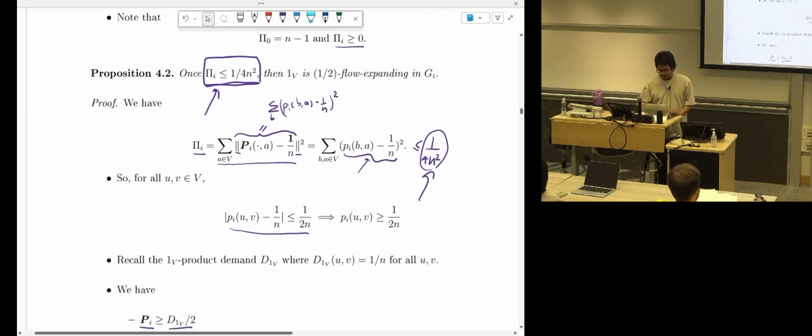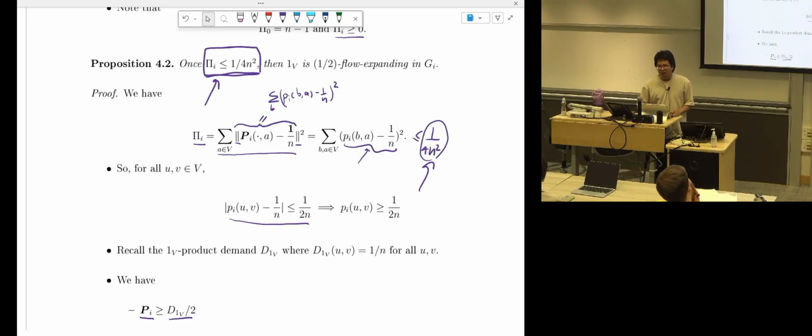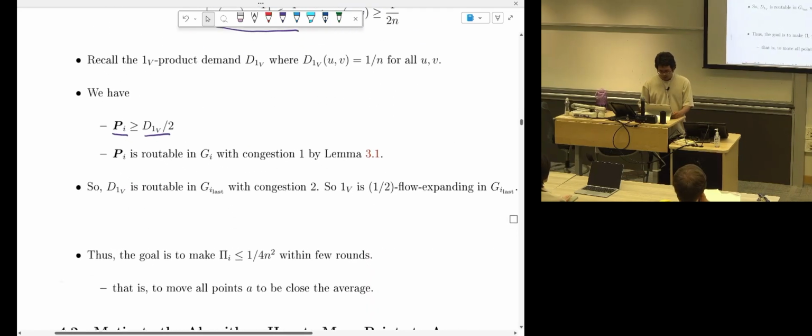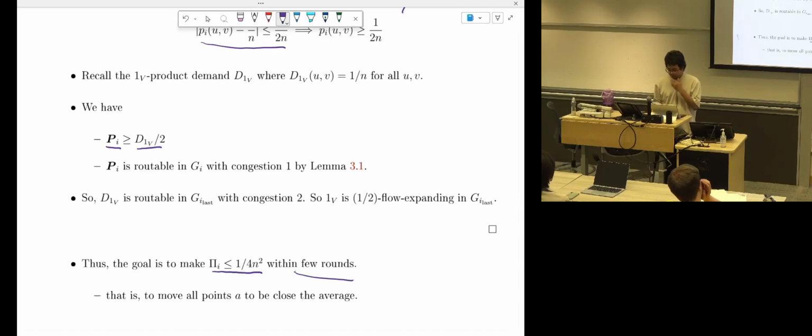Okay. So now the goal is you want to minimize this potential to be polynomially small. Something like 1/n squared, or we can do 1/n to the 100. It doesn't matter, we can do that easily. So once the potential is small, like 1/n squared, then we are done. And we want to achieve this within a few rounds.